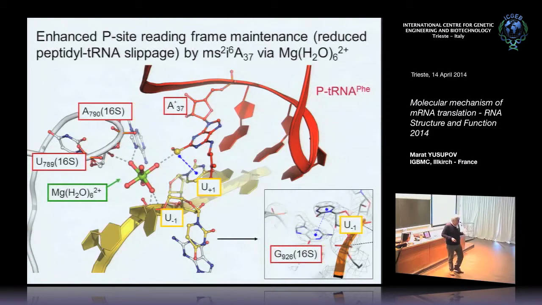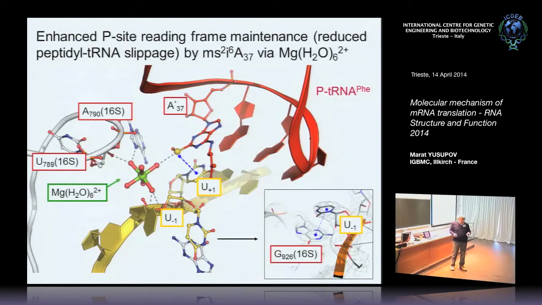More than that, because of the high resolution data, we found there is one magnesium atom very close to this modification, and this magnesium atom is fully hydrated, sorry, my English. A fully hydrated magnesium atom, and it forms a very interesting net of interactions between this modification, ribosomal RNA elements and the messenger RNA, the first nucleotide of the codon of the E site.